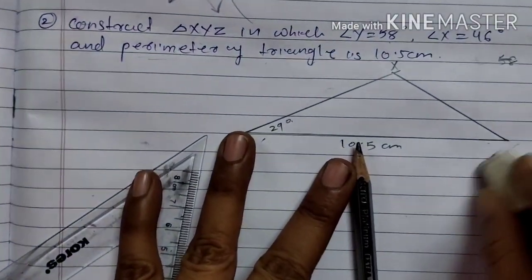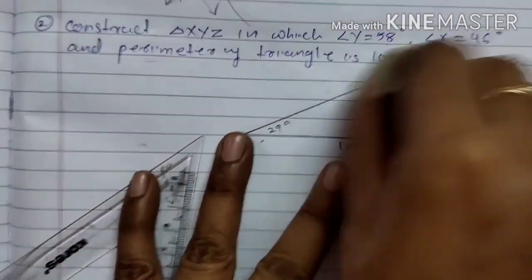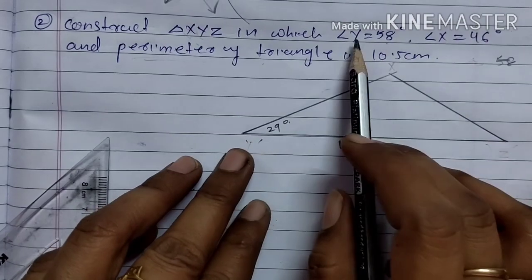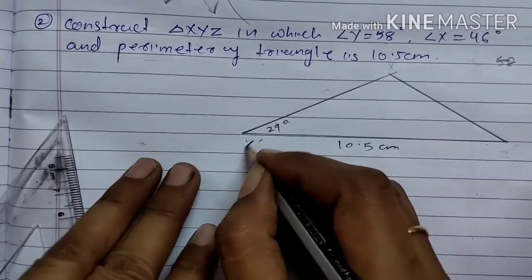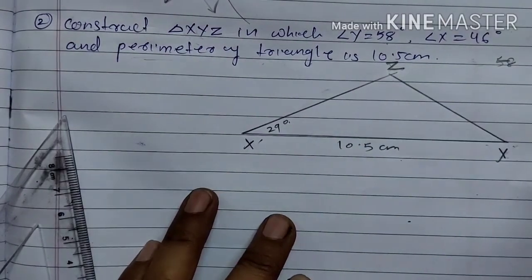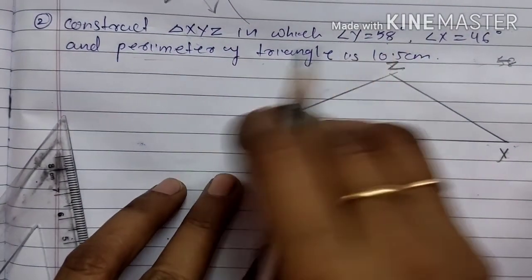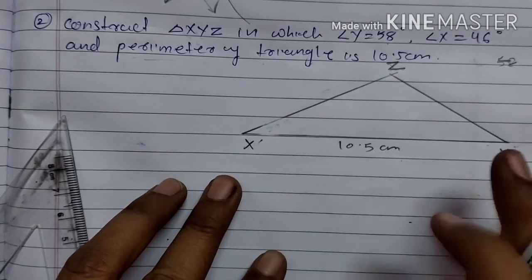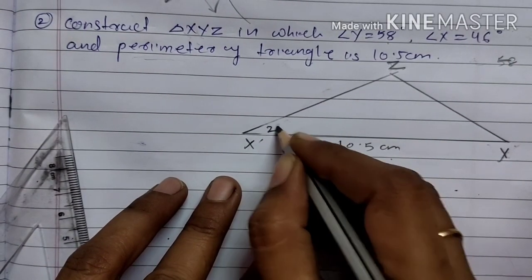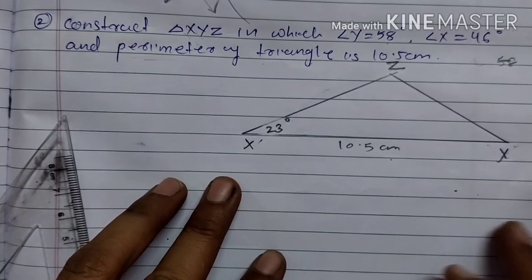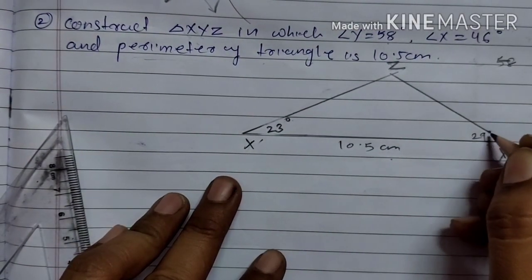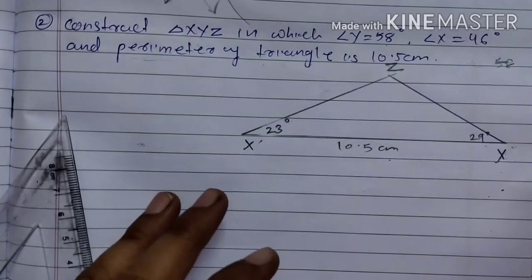So take as a base X dash and Y dash, because angle X and Y are given to you. The angles you have to take as a base. So angle X is 46 degree, so half of angle X, X dash, is 23 degree. Okay. And angle Y is 58 degree. Half of 58 is 29 degree. So Y dash is 29 degree.